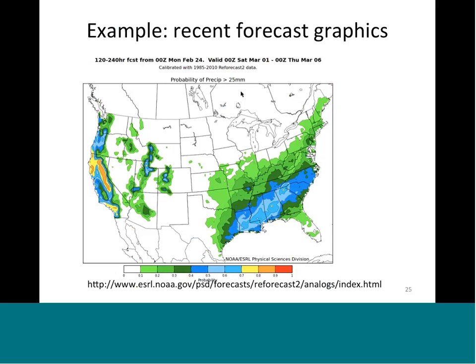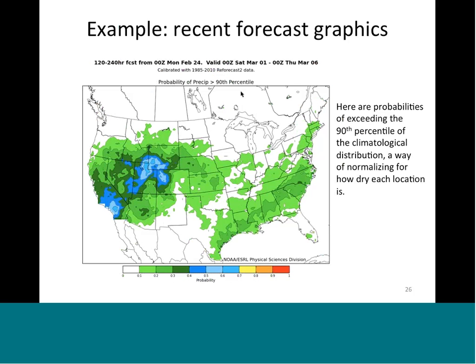We maintain a web-based set of products, regrettably only covering the United States, but we apply our analog technique in real time, and we produce lots of plots for various thresholds and various lead times. Here's just a recent example showing you the 5 to 10 day forecast probability of precipitation greater than 25 millimeters after we've calibrated it with an analog procedure. This is relatively current, and the hyperlink is shown at the bottom if you are interested to go and look at other forecast products. These are available in real time.